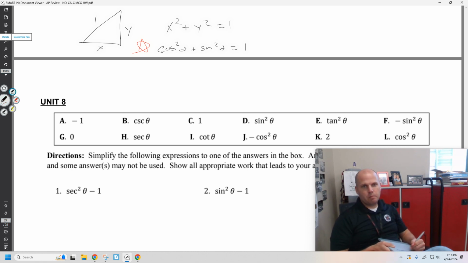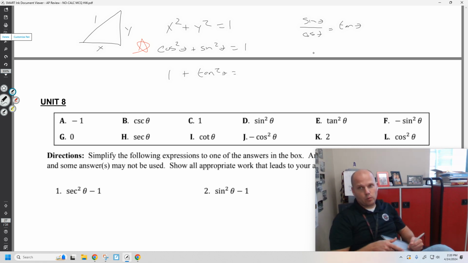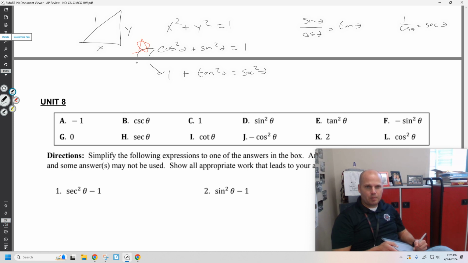From there, manipulations. Divide everything by cosine squared. You get 1 plus... we remember that sine over cosine is the same as the y over the x, which is actually the same as tangent. So sine squared over cosine squared is going to be tangent squared. 1 over cosine squared. Well, we remember 1 over cosine is the same as secant, so 1 over cos squared is going to be secant squared. Cool, that's one manipulation.